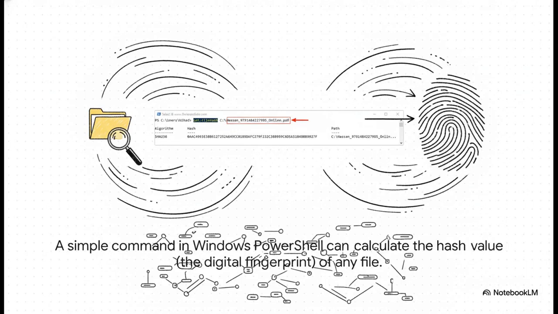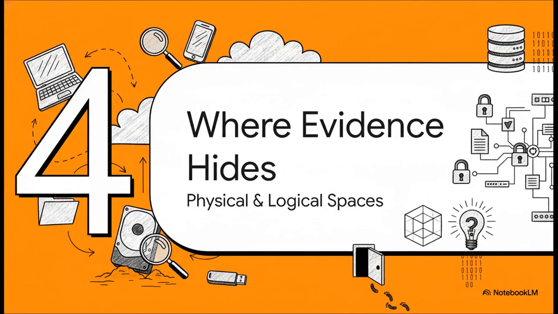And again, this isn't some secret high-tech thing. It's a practical tool anyone can use. A simple command, Get-FileHash, in Windows PowerShell can generate the digital fingerprint for any file you want, just like for this PDF. It's a fundamental step in every single digital investigation. So we know how to identify a file and we know how to verify it. But where do we even look for this stuff? Let's explore the physical and logical places where all this evidence might be hiding.